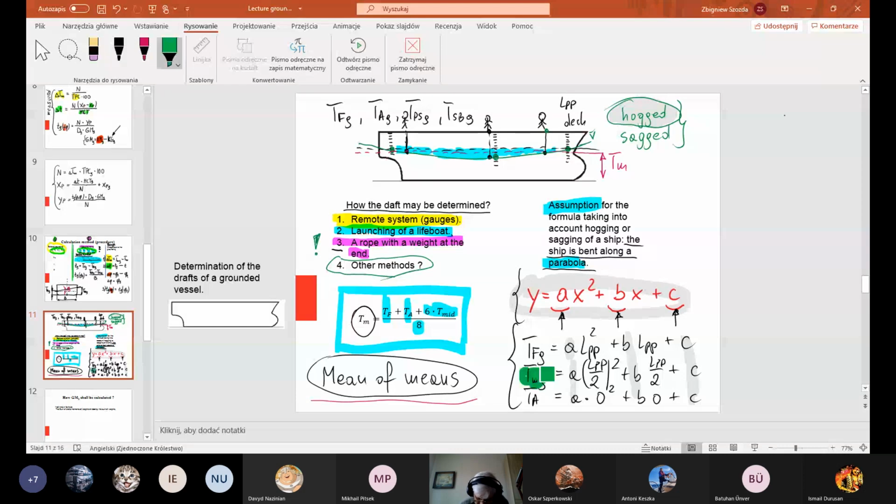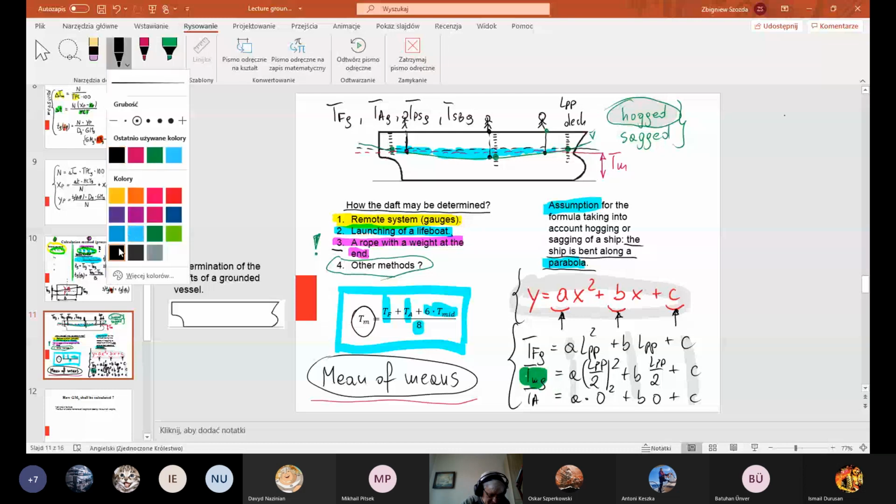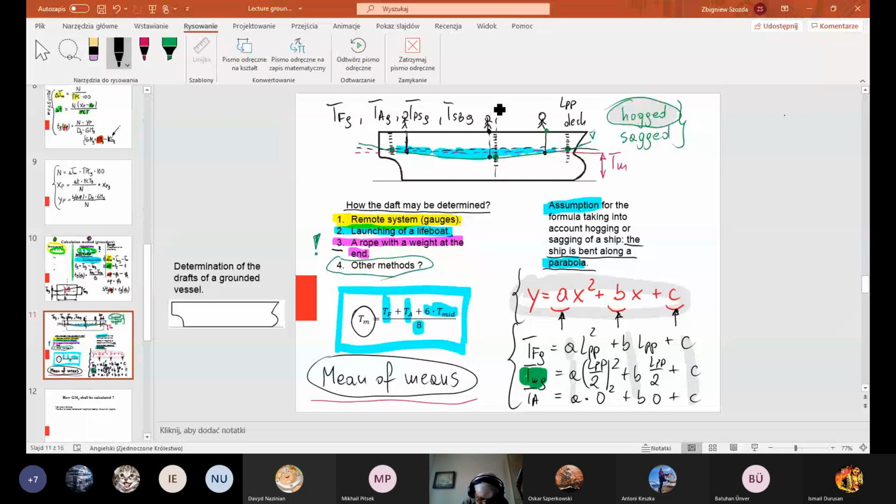This is the draft at the midship after grounding. So if I show here the midship like that, the distance is LPP over 2. So this is what has been measured at the midship. TMG, draft of the midship after grounding.